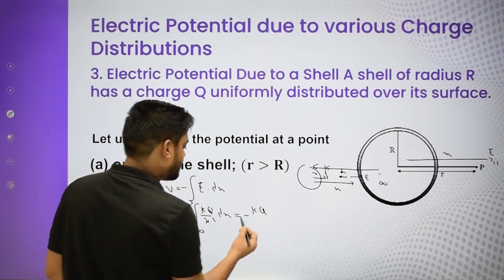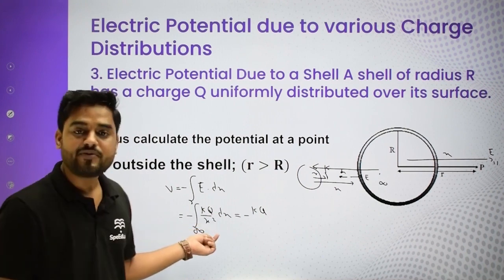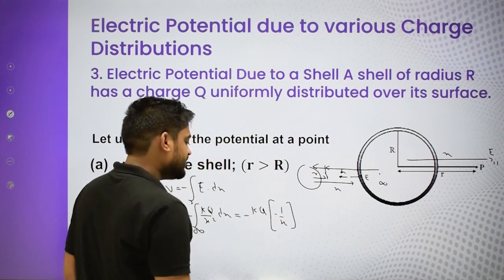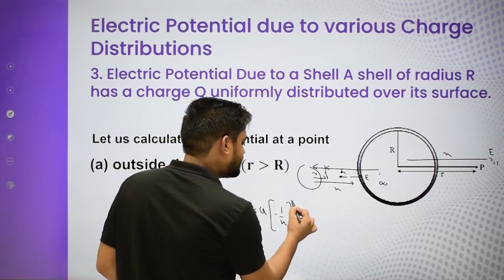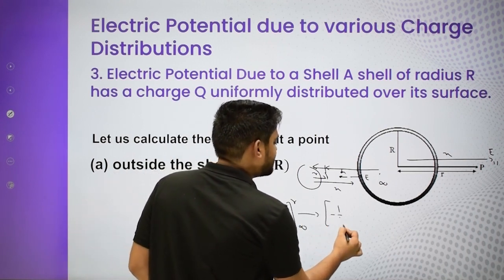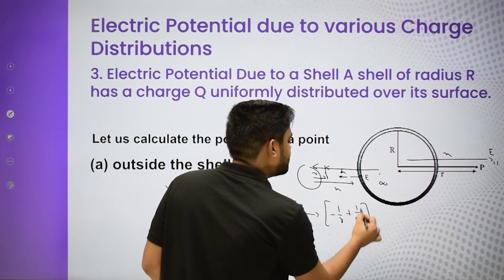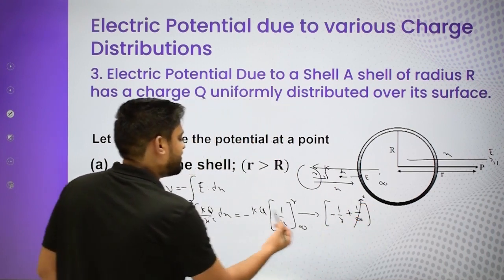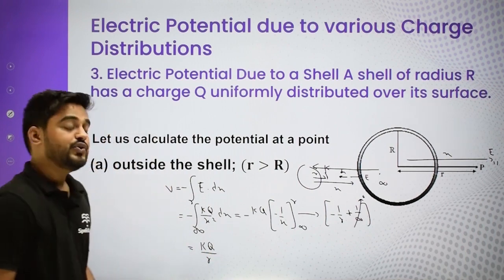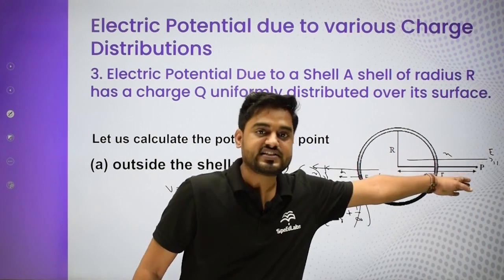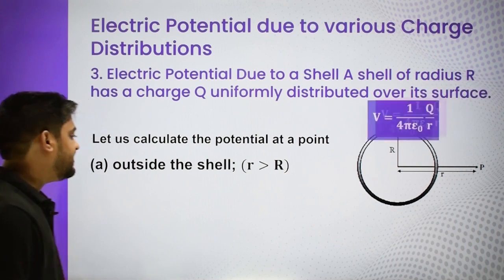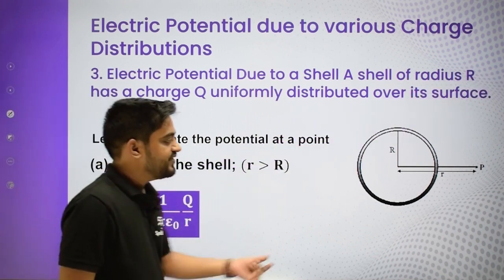So minus kq is the constant, I took it outside. Now integration of 1 by x square is nothing but minus 1 by x, and the limit is infinity to r. This bracket is becoming minus 1 by r plus 1 by infinity. So this term is anyway 0, and this is minus 1 by r. When it multiplies with this, we get kq by r. So potential due to a spherical shell at a point outside it is kq by r, which is the same as the point charge. So we can say that the formula is identical to that of a point charge.